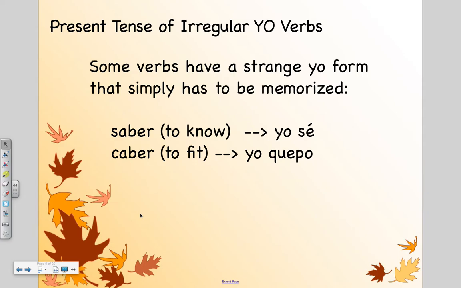Okay? Caber, to fit, like the shoe does not fit on my foot, but the box does, becomes quepo in the yo form only. Q-U-E-P-O. How we get that from caber is a story that only Latin can explain. But suffice to say, for your purposes, you need to know that caber, yo form present tense, is quepo. All the rest have CAB in them, just not the yo form. Freakish little verb.